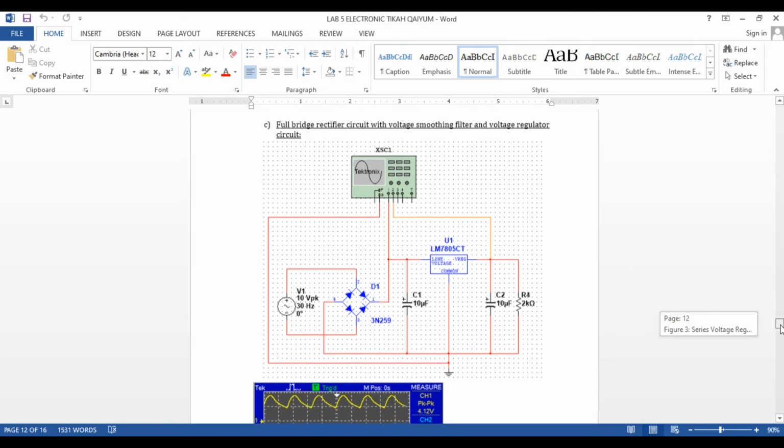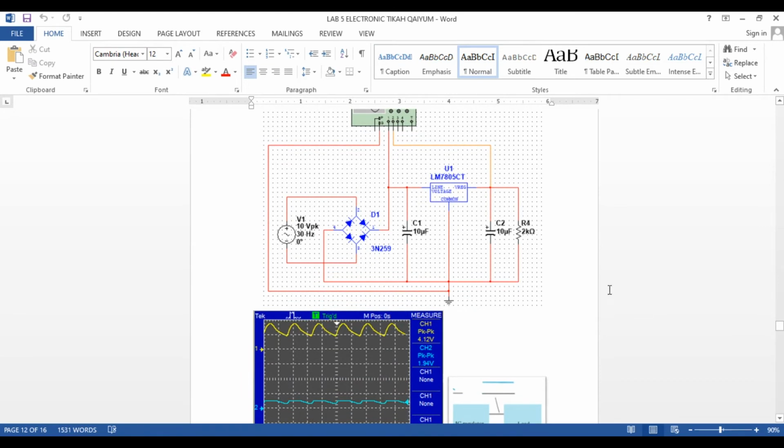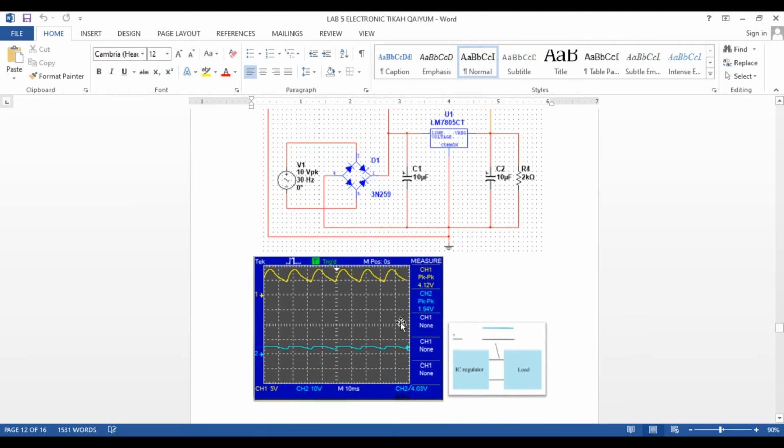So here we are measuring the waveform after the rectifier with smoothing circuit and the output of the voltage regulator. So here you can see the output of the voltage regulator is almost becoming a straight line. We can refer that after the IC regulator, we should get a straight DC line.